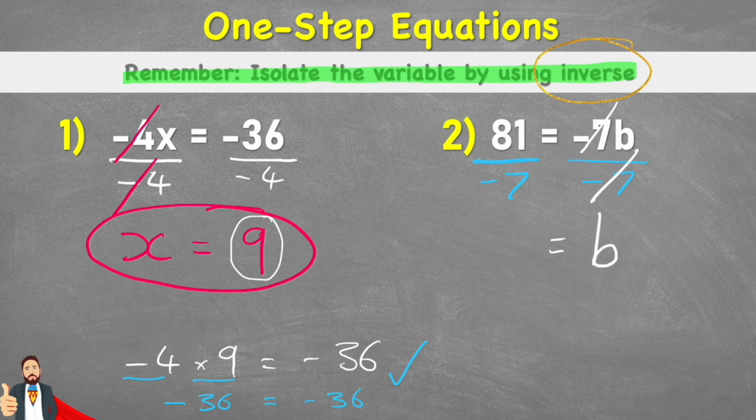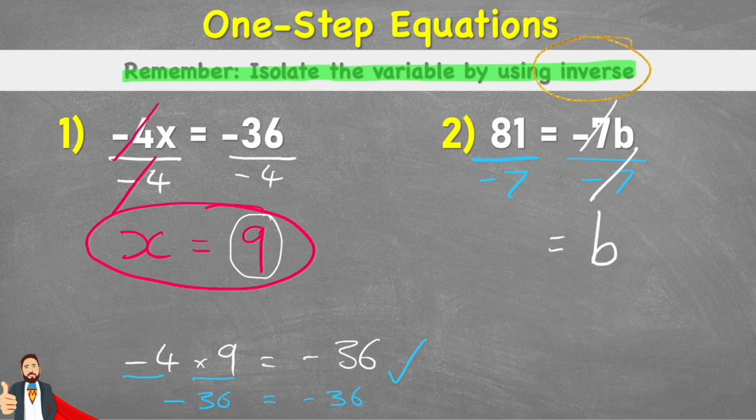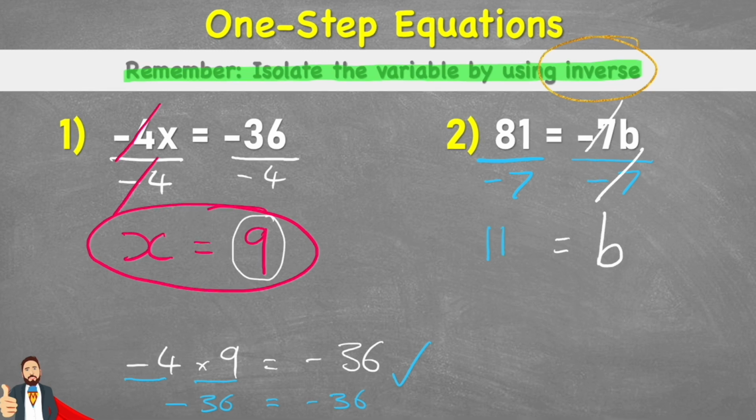Now I can look at the left-hand side, and when we're dividing a positive number by a negative, we would still get a negative. So in this case, 81 divided by negative 7 equals 11.5. But like we said, it's negative, so we have negative 11.5. So my answer is negative 11.5 equals b, or to write it with the variable at the start, b equals negative 11.5. And there we go.